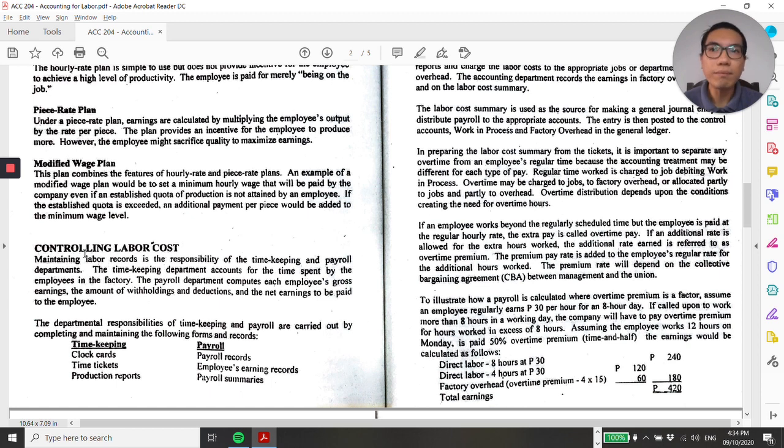And the most common is every 15th and end of the month. Monthly payout depends on the company. What I've observed is that the companies doing monthly payout are usually outsourcing companies, which prefer it.